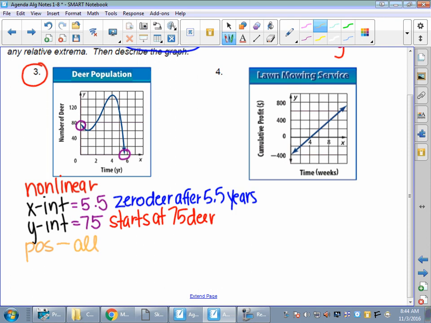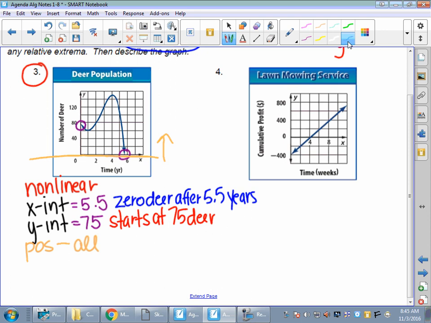The increasing and decreasing, because here's our x-axis, by the way. So everything is above it. Can we get into negative, deer? Probably not, so that takes care of that. Increasing and decreasing, however, I do have information for.